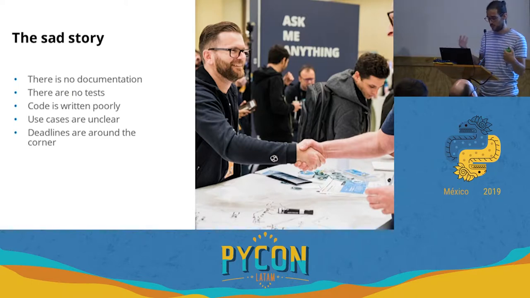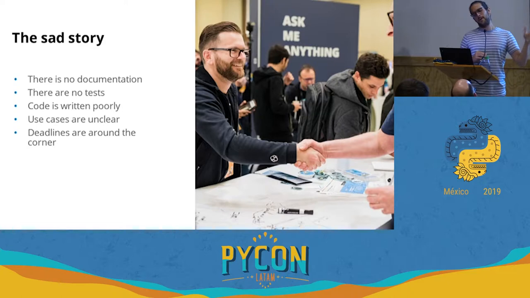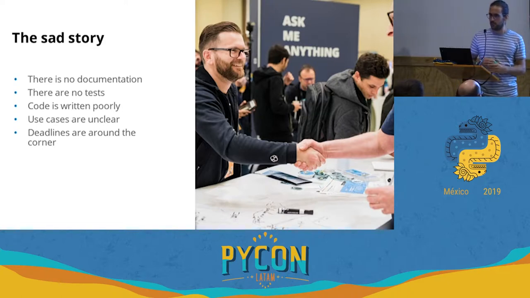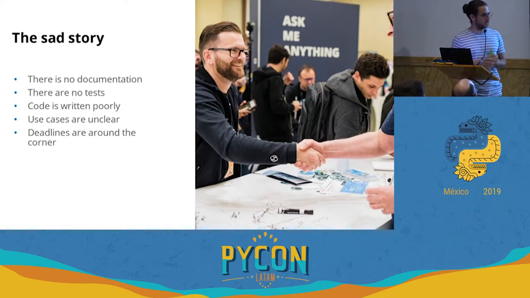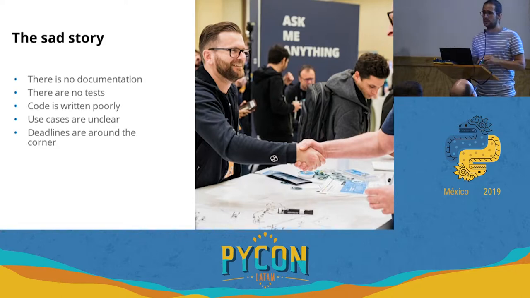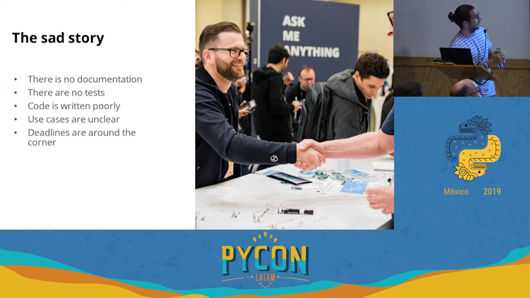The code is written poorly, and the "poorly" part is very subjective. It might look beautiful to whomever wrote the code, but it might be completely shitty to you. And the use cases are unclear. This is probably one of the most underrated things that people should take into consideration when writing software: understanding the actual use cases, who is supposed to be using it, and how your software is supposed to be used. So the use cases are completely unclear.